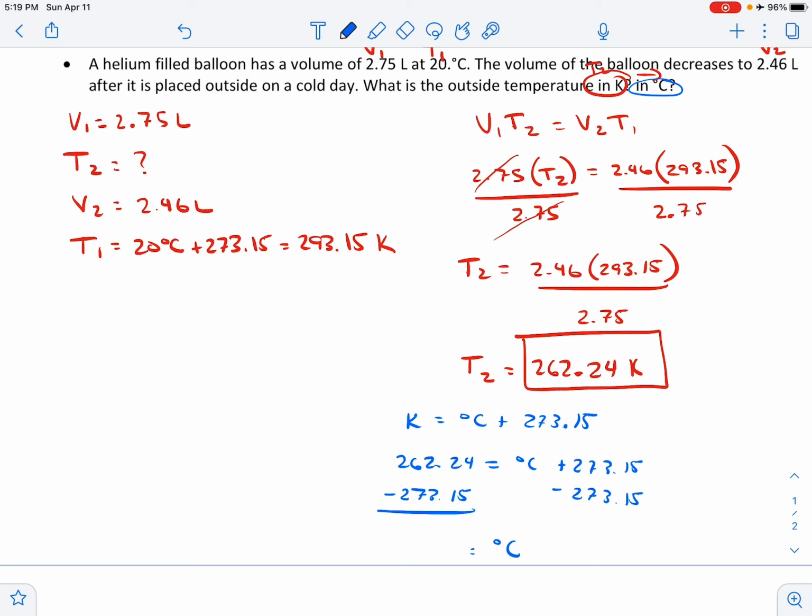Basically we just subtract 273.15 from this, and that gives us our degrees C. And we get negative 10.91 degrees C. Does that make sense? Did it go down? Yeah, it went down about 30 degrees C, which is about correct.